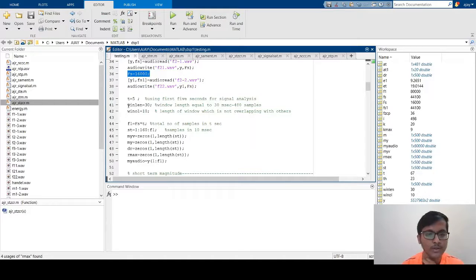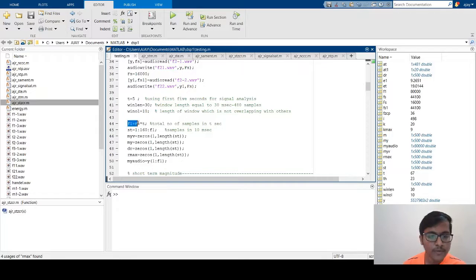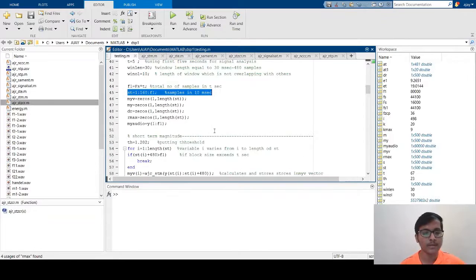Here I am taking window length equal to 30, and window sliding, the length of the window which is not overlapping with others, that is 10. So total overlapping length with other window is 20. So I am using these as my references. And next, here f equal to fs of t represents total number of samples in t seconds. This represents samples in 10 milliseconds.